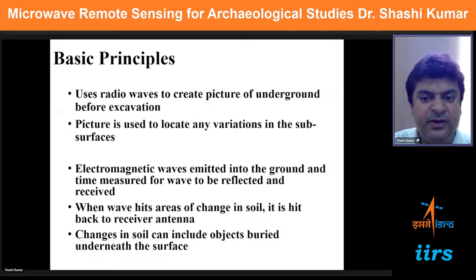Electromagnetic waves are emitted into the ground, and the time measured for the wave to be reflected and received. When the wave hits areas of change in the soil, it is reflected back to the receiver antenna, and changes in soil can include objects buried underneath the surface.